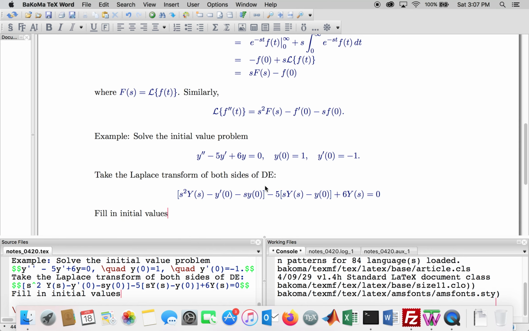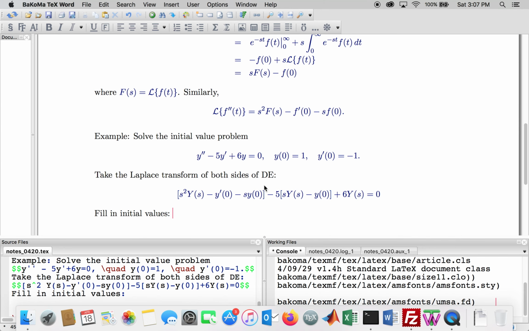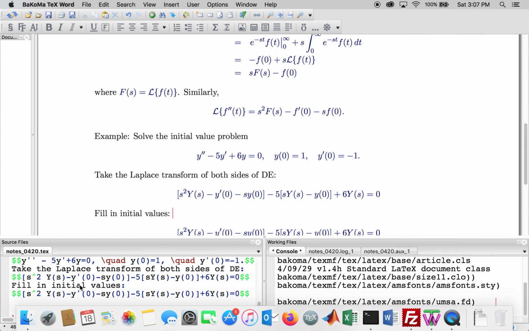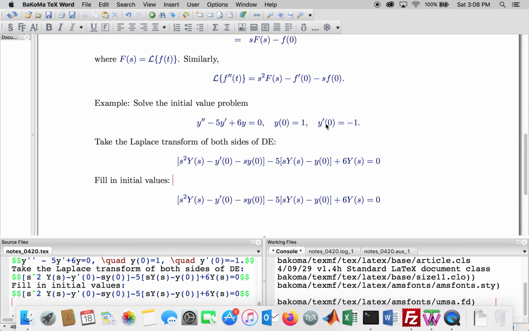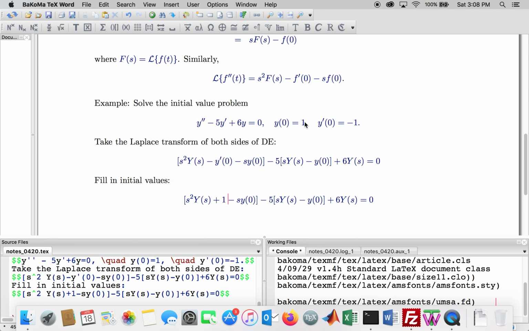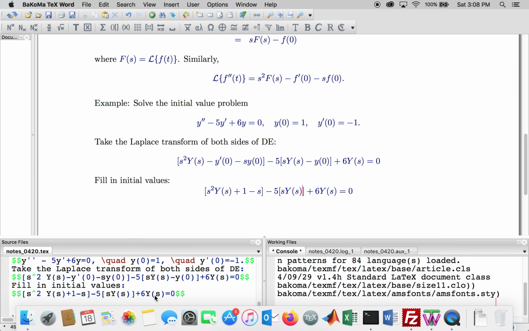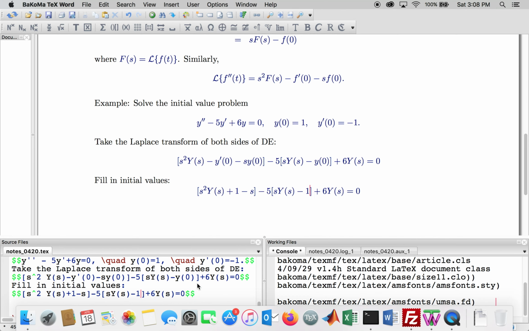Now, unlike what you're used to from solving these kinds of equations, where you would take the initial conditions into account only at the very end, here we do it pretty much at the very beginning. So I'm just going to duplicate this and fill in the initial values. So y prime of 0 is minus 1, so that would give me a plus 1 here. And then y of 0 is equal to 1, so I'll fill that in. Okay.